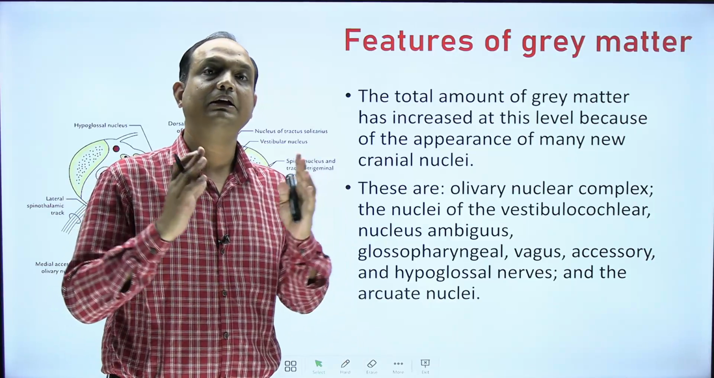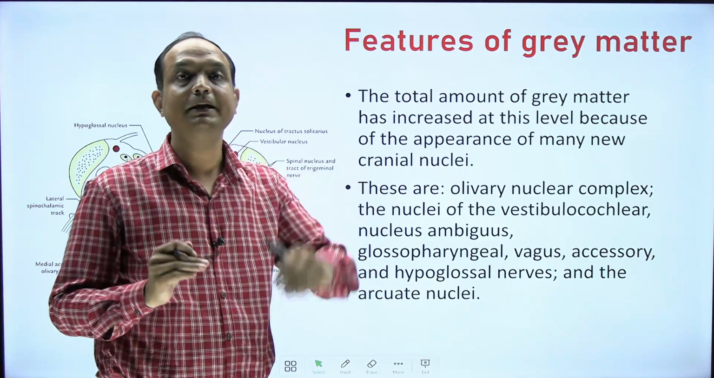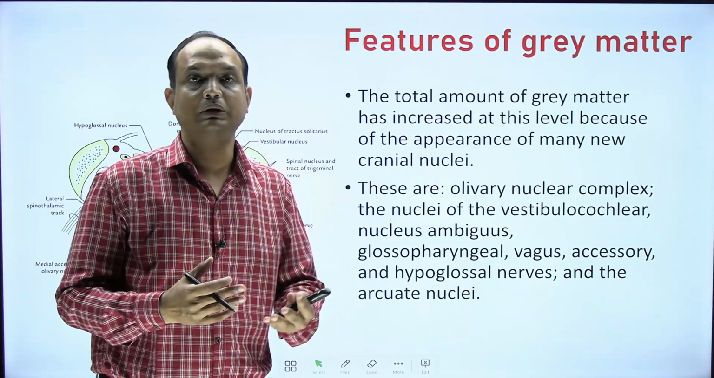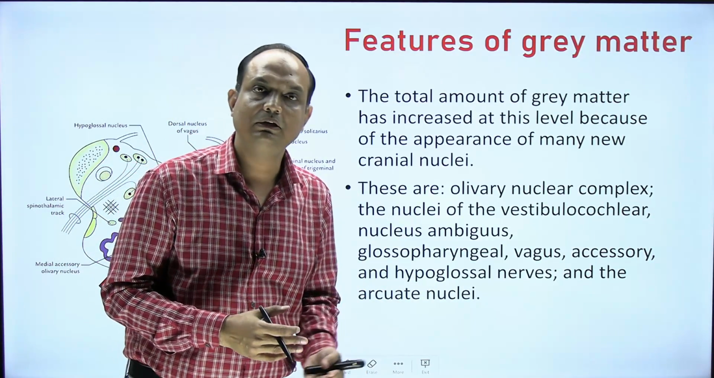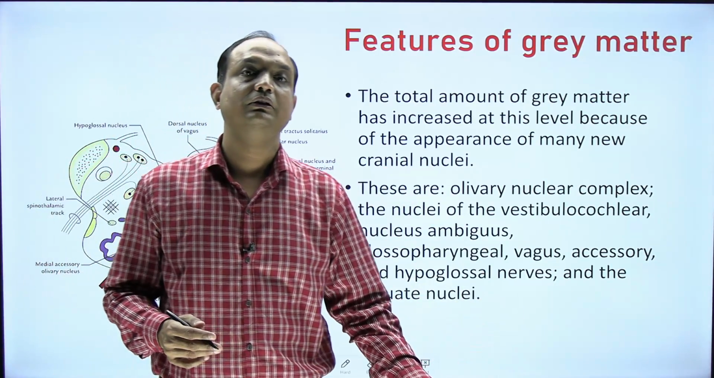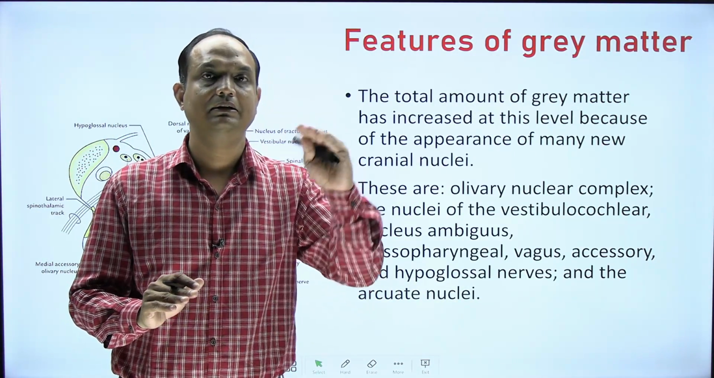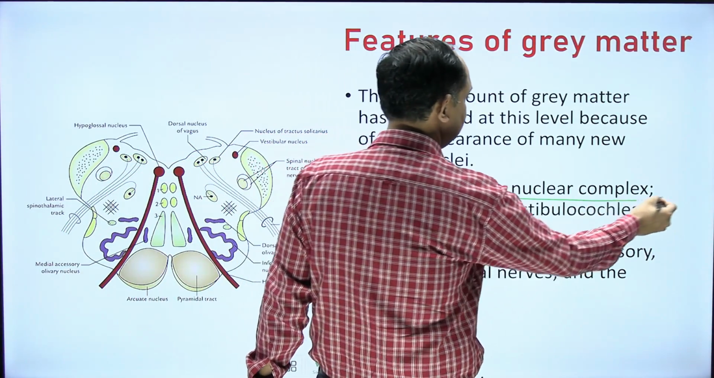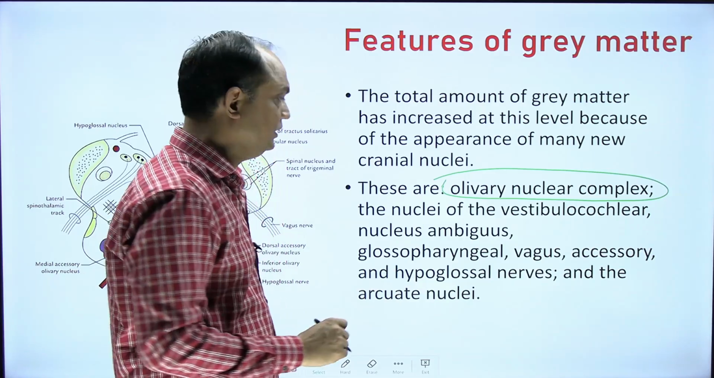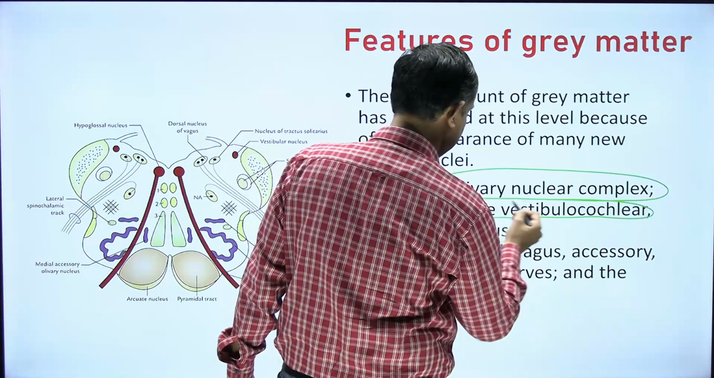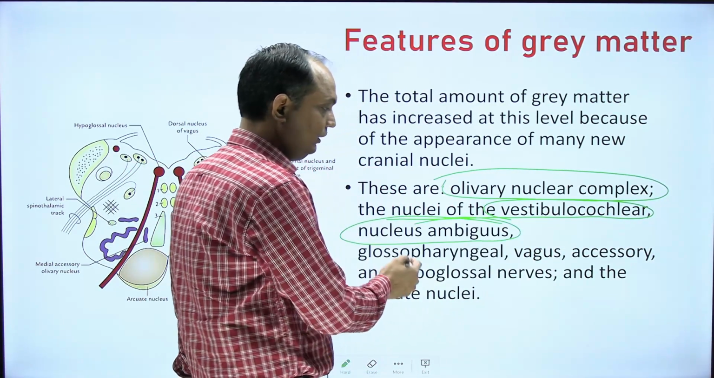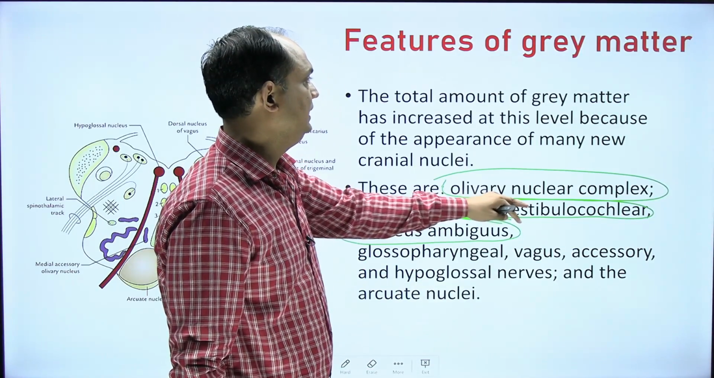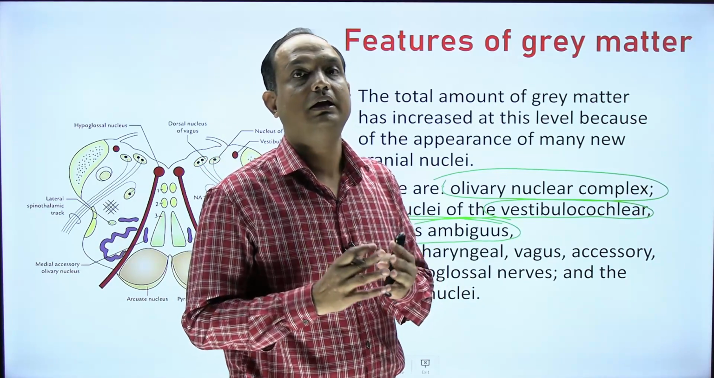Now at this level, the gray matter is maximum as compared to the remaining two sections. Now why? Because there is a presence of more nuclei other than your hypoglossal, other than nucleus tractus, other than your dorsal nucleus of vagus, which are the common nuclei in the middle and the upper section. But in the upper section, other than that, you will have a very prominent feature of the presence of the olivary nuclear complex. You will have the nuclei of the vestibulocochlear nerve. You will have the nucleus ambiguus along with these remaining nuclei. So because of the increase in the number of the nuclei, the gray matter mass increased at this level.